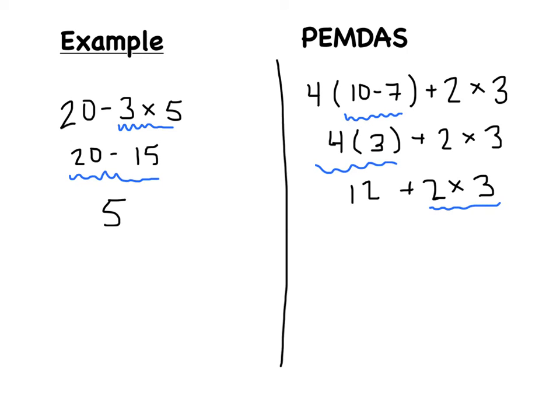So we'll multiply that out. So then we would have 6. And we bring everything else down. So we have 12 plus 6. Now the last thing we have is some addition of 12 plus 6, which is equal to 18. So your final answer for this would be 18.